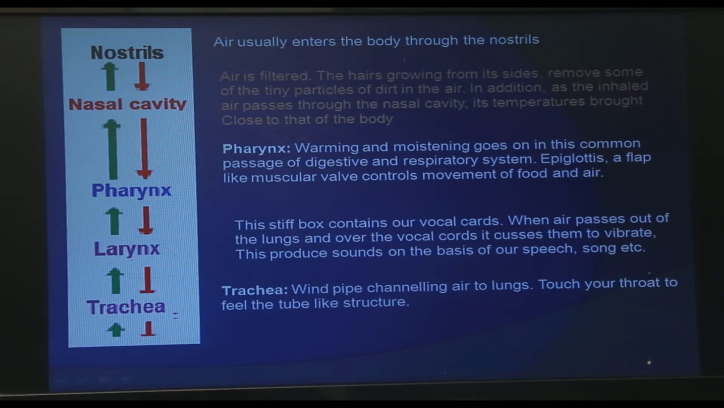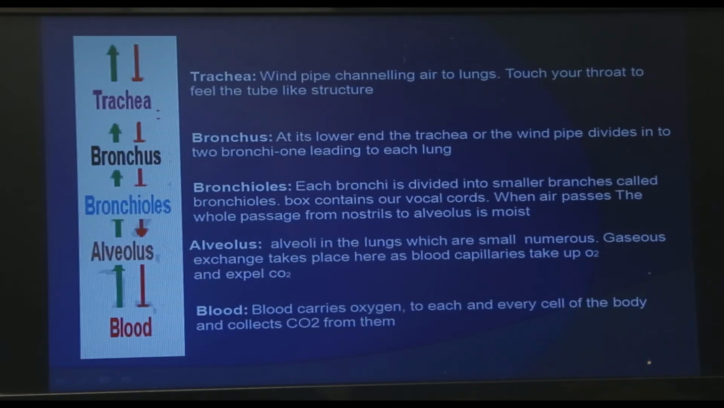Trachea, the windpipe, channels air to the lungs. Touch your throat and feel that tube-like structure. Bronchus: at the lower end of the trachea, the windpipe divides into two bronchi, one leading to each lung. Bronchioles: each bronchus is divided into smaller branches called bronchioles.